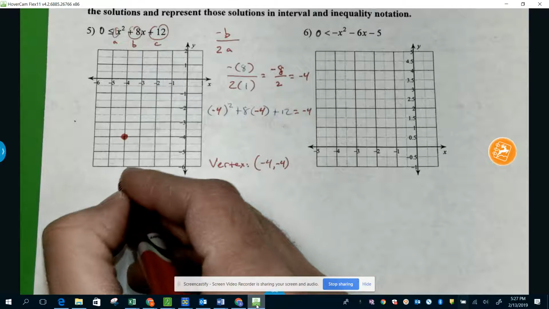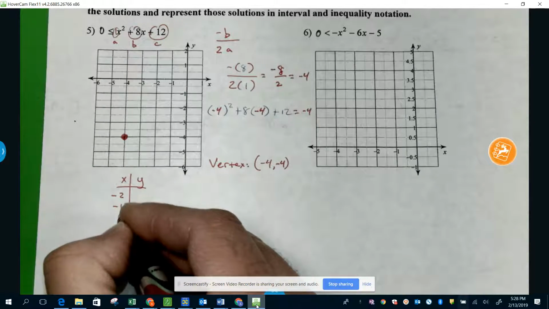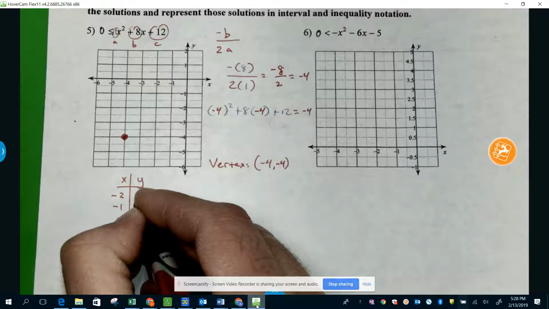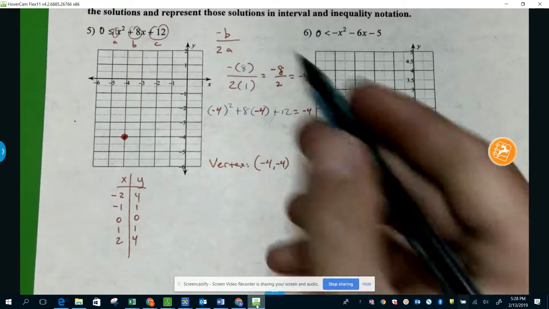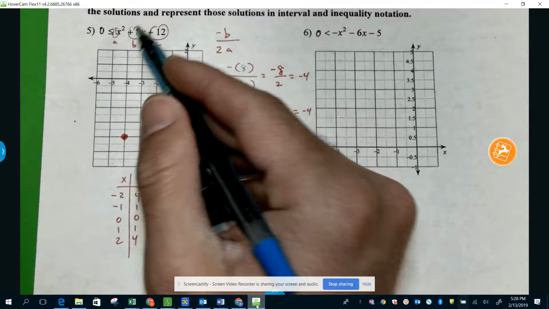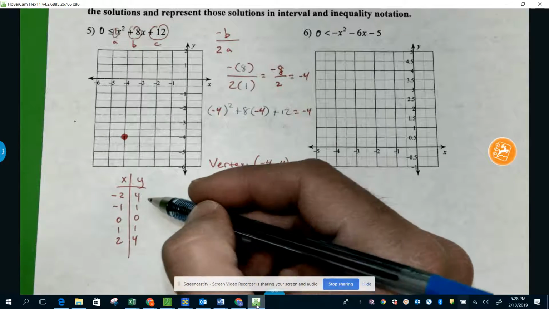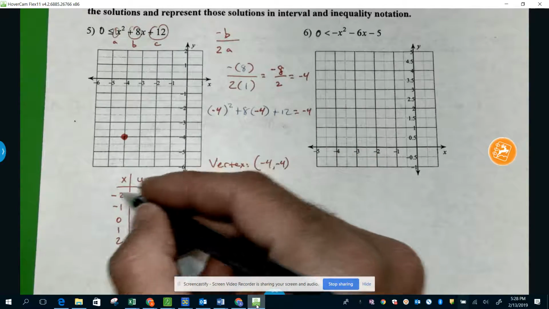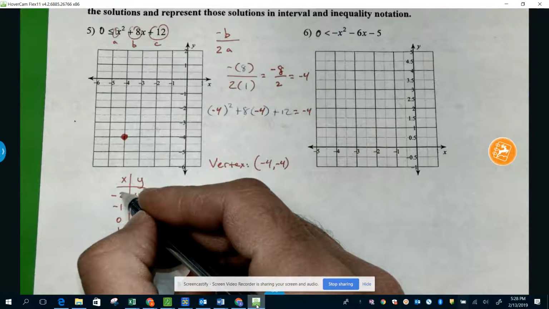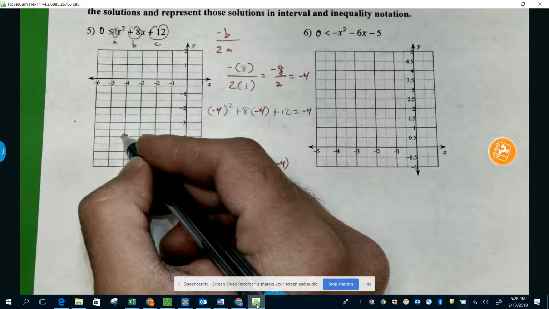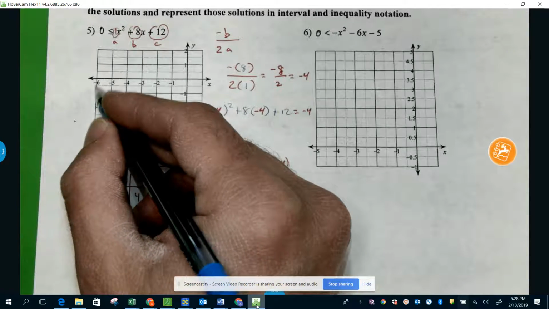Again, to find the x and y values, negative 2, negative 1, 0, 1, and 2, with y values 4, 1, 0, 1, and 4. If I multiply my a value times all the y's, my a here is 1, so it's not going to change any of these y's. 4 times 1 is still 4, 1 times 1 is still 1, so those coordinates aren't going to change. From my vertex, we're going to use these coordinates, left 2, up 4.